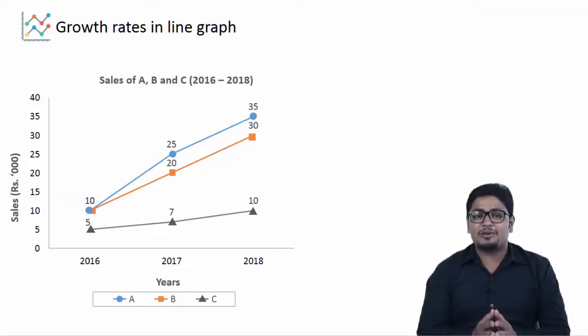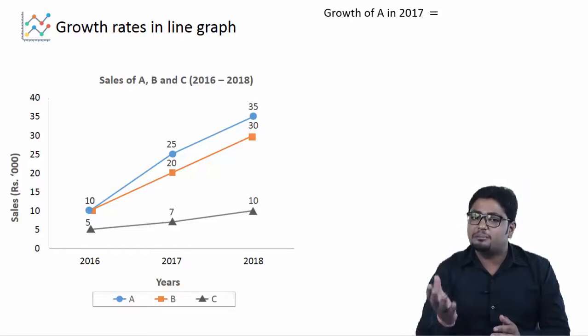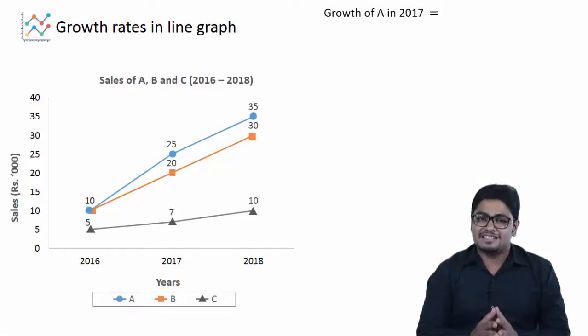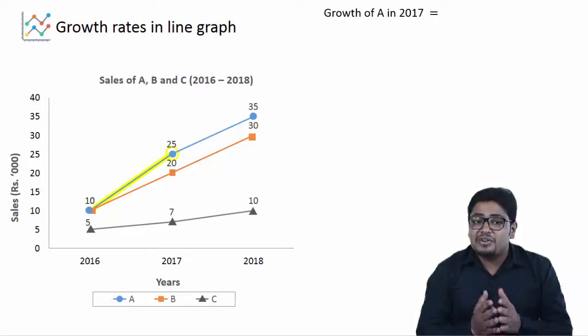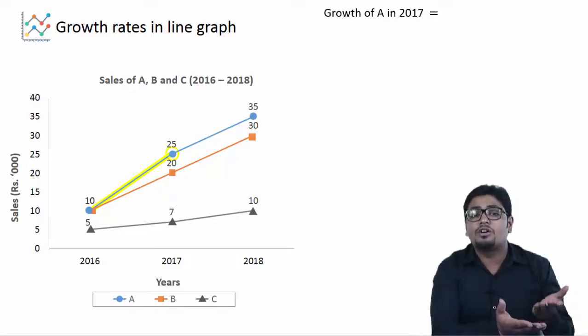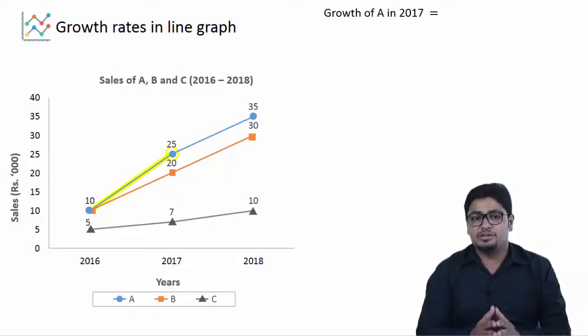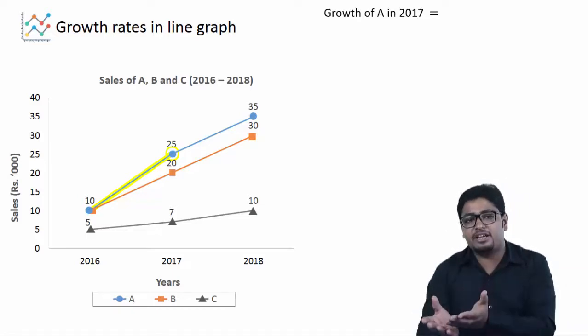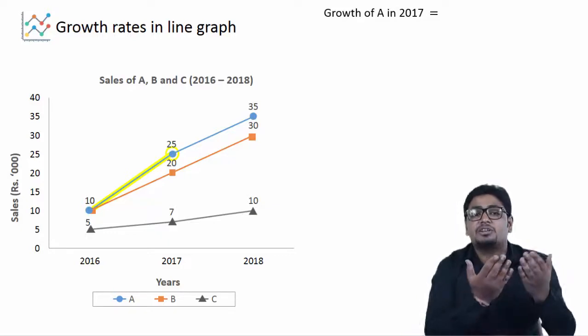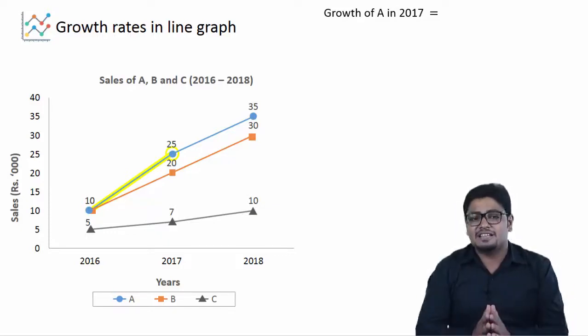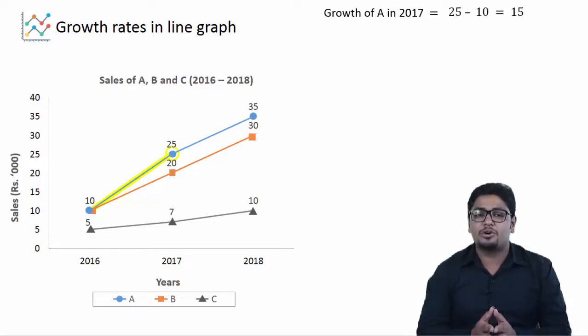Let's start by calculating the growth in sales for company A in the year 2017. Growth is simply the increase in the value of anything over the previous value. So, we'll take the total sales of A in 2017 and subtract the total sales of A in 2016. 25 minus 10, which is equal to 15.